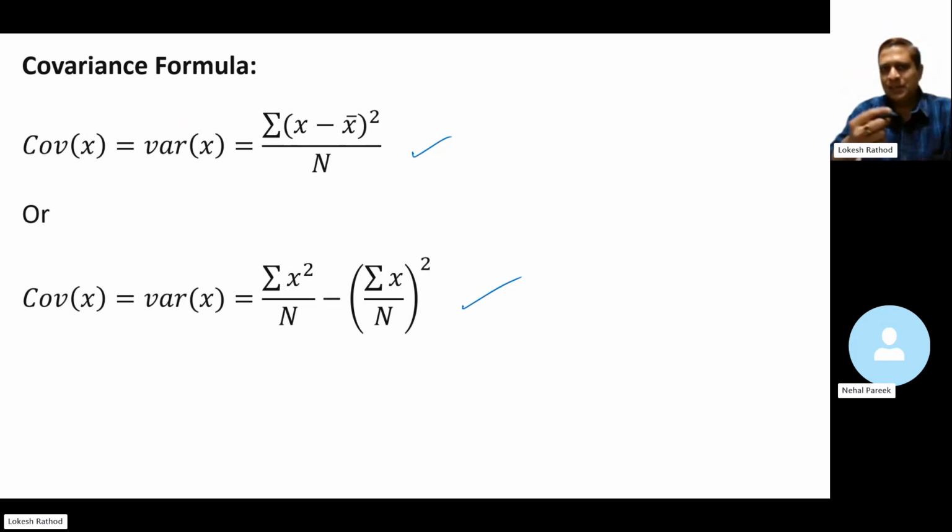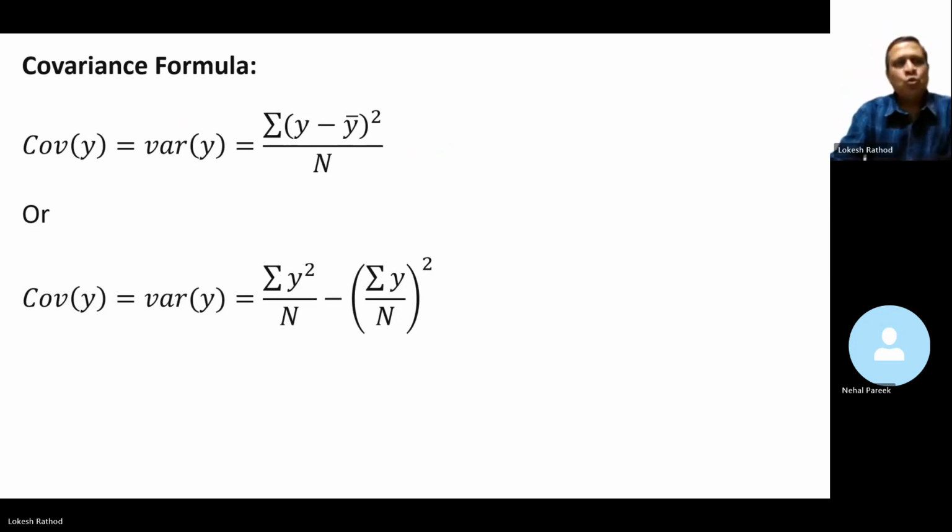Sigma (xi minus x bar) whole square over n. Sigma xi we had written is the same thing, right? Similarly, covariance of y, so instead of x, you use y. So that is nothing but variance. Correct? So when there's a covariance of one variable, that is nothing but variance only. Got it? Okay.